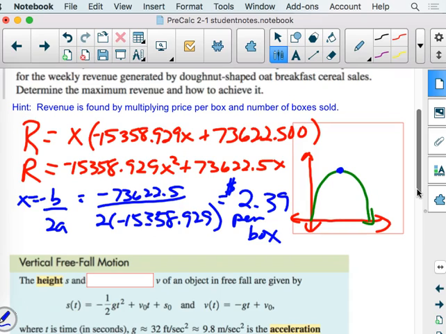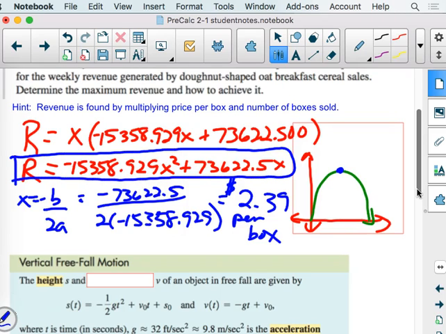But that was what they asked. They wanted to know about revenue. So what do we do with that to get the revenue? Plug it in. Yeah. So take your $2.39 and plug it into our simplified revenue. Of course, we're going to round to the nearest box because this was boxes of cereal.